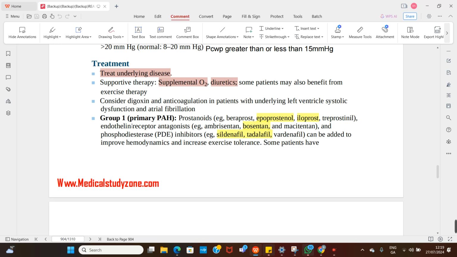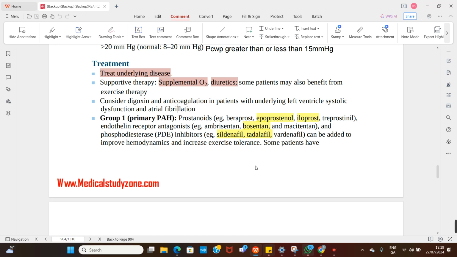The endothelin receptor antagonists, because endothelin is a vasoconstrictor. So why not block the receptor for endothelin? And that's why you give your bosentan, right? Anything sentan, ambrisentan, macitentan, bosentan, they are all endothelin receptor antagonists. And of course, your phosphodiesterase inhibitors, because once you inhibit phosphodiesterase, you cannot break down cGMP. cGMP accumulates, allowing for vasodilation. So your sildenafil, your tadalafil, your vardenafil helps to improve the hemodynamics and exercise tolerance in them.